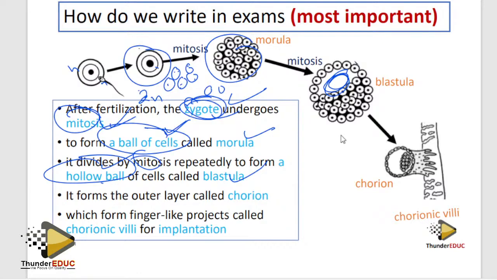Anyway, it forms an outer layer called chorion. This outer layer is called chorion. You remember, sometimes they ask you, the outer layer of the baby, how do you call it? It's chorion. Because they said it here. It's called chorion, which forms finger-like projections.